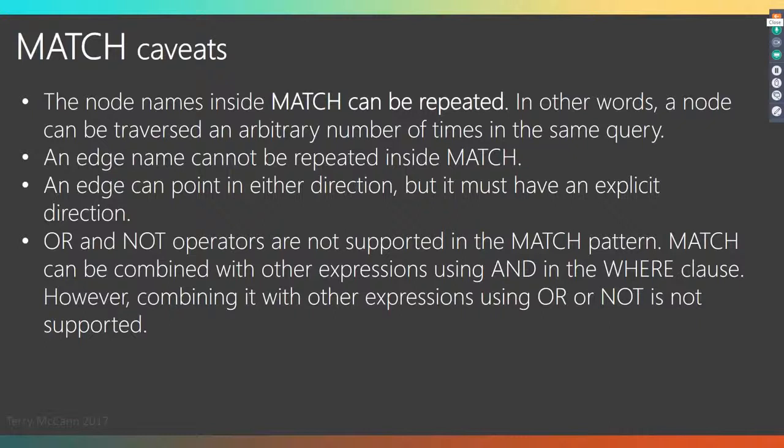Okay, so just to finish us up, we'll talk a little bit about the caveats in MATCH and some of the limitations of what's in the graph processing engine currently. With a MATCH, you can repeat the names of nodes, but you cannot repeat the names of edges. Where you get really complicated queries, I recommend just repeating the names of nodes as well. So you say node 1 as N1, node 1 as N2, node 1 as N3, for example.